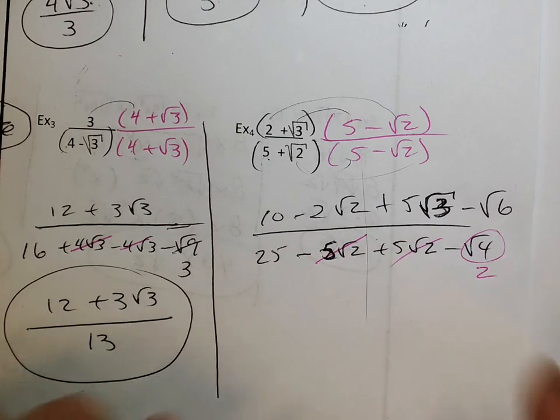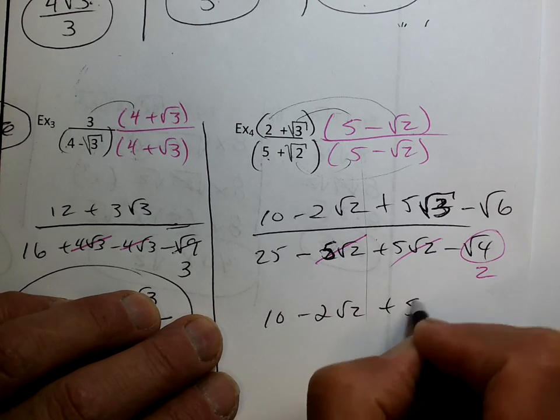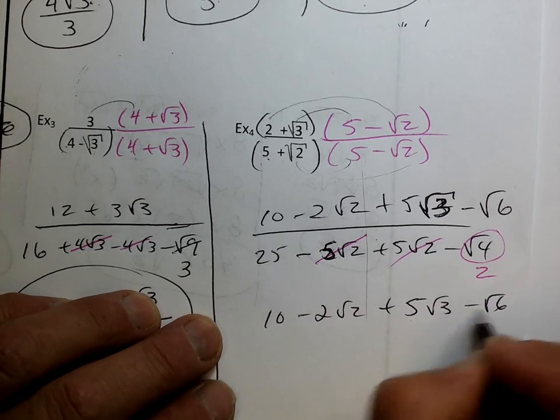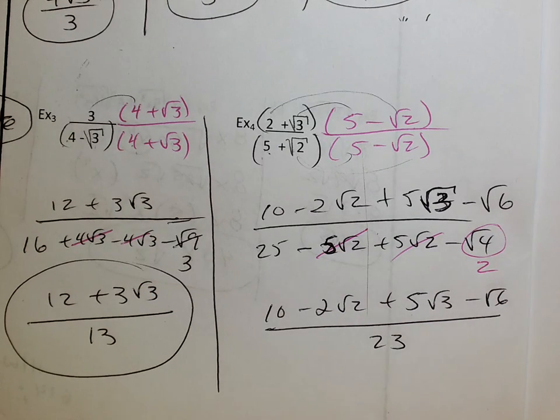Now on the top, the good and bad news, okay? The good news is nothing can be combined, so we're just going to write it down. Bad news is it's just kind of ugly looking, right? So then on the top, we really have a 10 minus 2 square root of 2 plus 5 square root of 3 minus square root of 6, all over 23. And that is it.